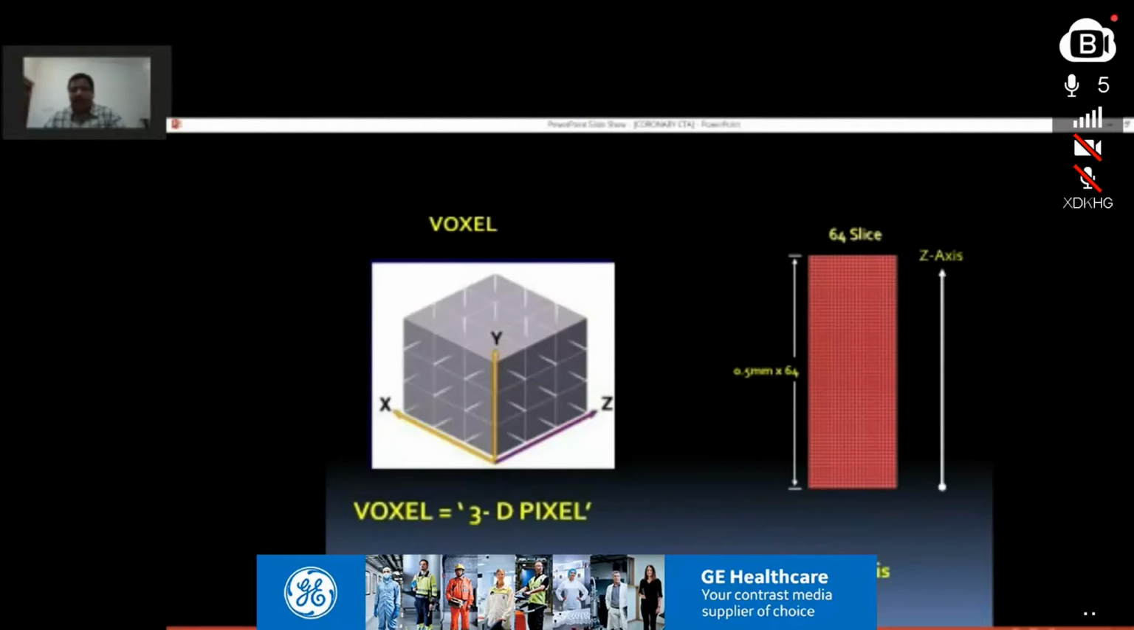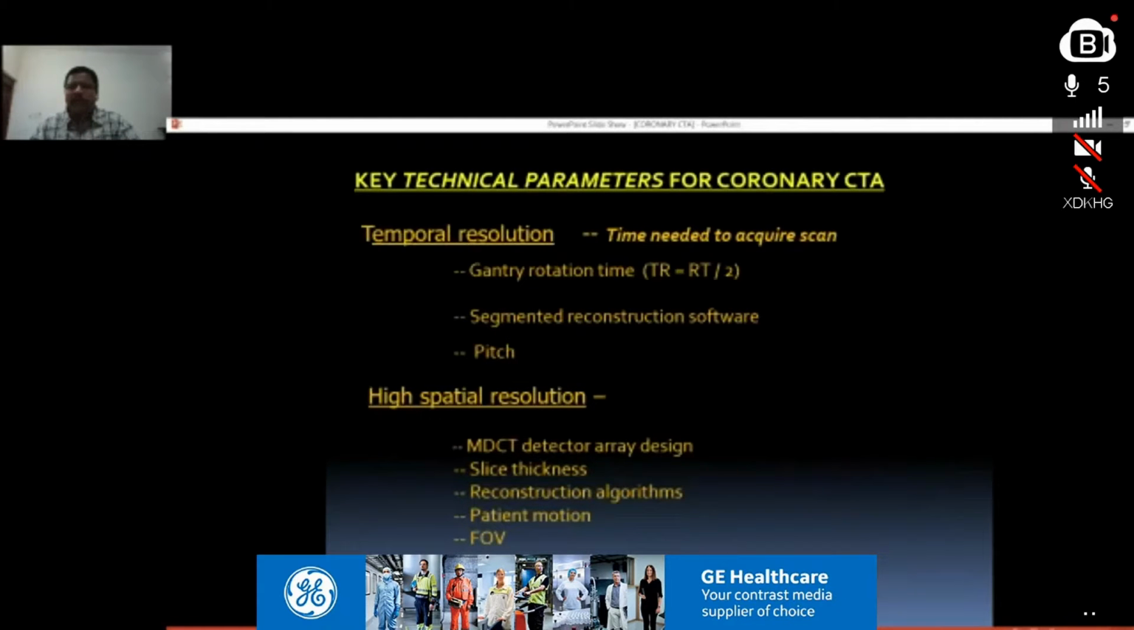Now, the heart of cardiac CT equipment is the voxel in the detector, and it is a true 3D voxel, which has an isotropic resolution which is equal in X, Y, and Z axis. And on a 64-row detector system, this is how the voxels are placed along the patient length.